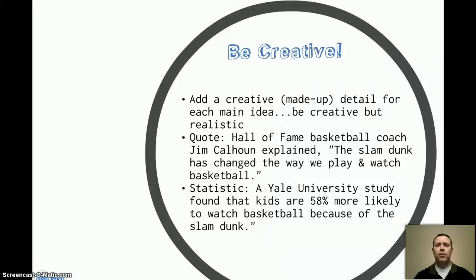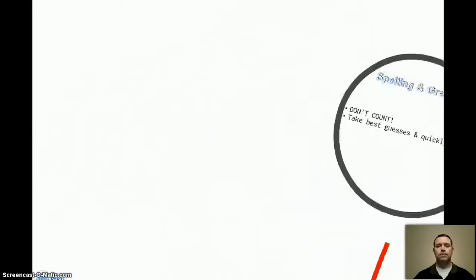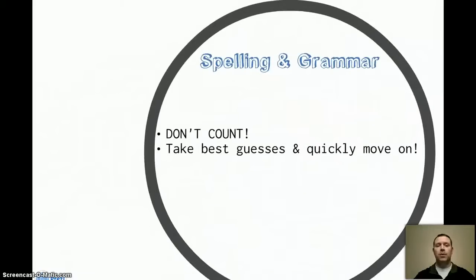So today, when you're writing, try for each main idea paragraph to add in either a quote or a statistic. It's important that you're creative, but you are realistic with your quotes. That includes the names of the people and what they're actually putting in the quote or the statistic. Spelling and grammar do not count. The writing prompt is a first draft. Treat it that way. When you get stuck on grammar and spelling, take a best guess and move on.